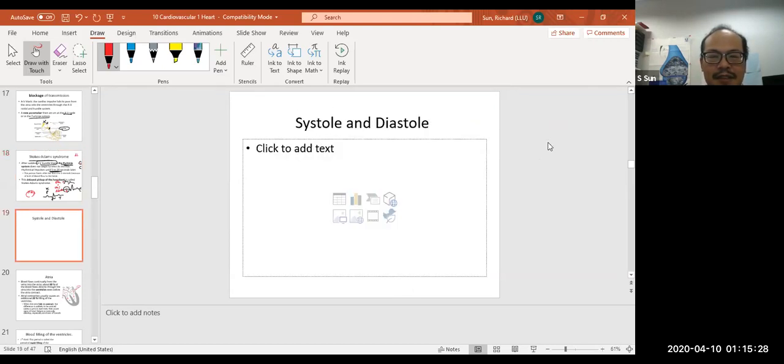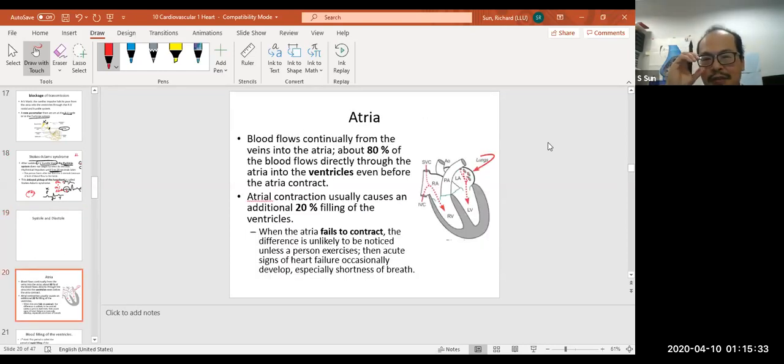So let's talk about the systole and the diastole. Basically, in the beginning, let's say we have the atrium depolarization followed by the ventricle depolarization. This one takes about 0.2 seconds. And then there will be a period of time from here to here, another atrium depolarization and the ventricle depolarization.